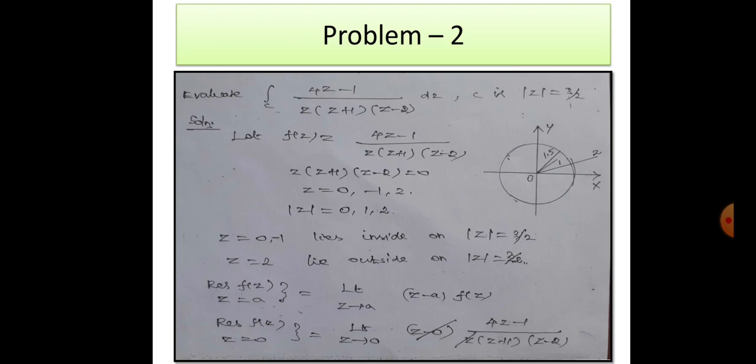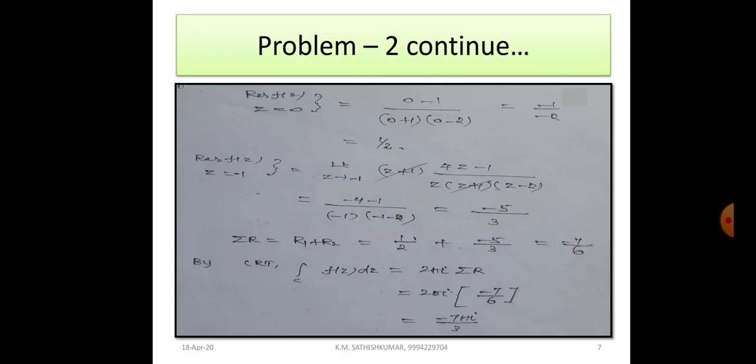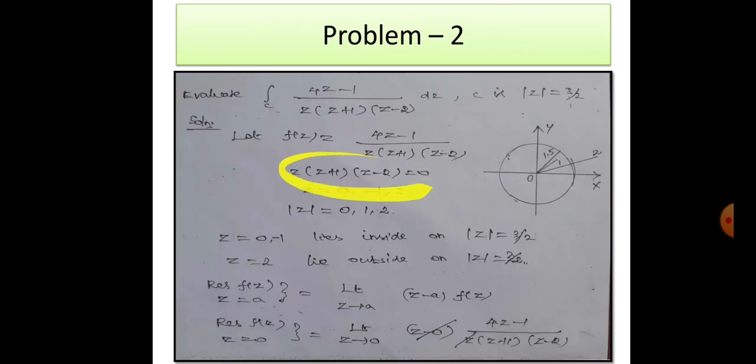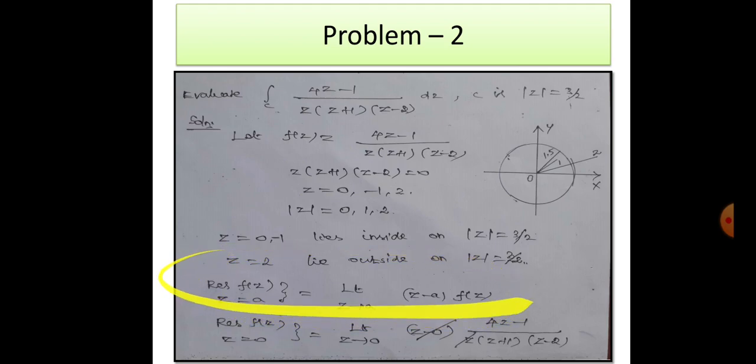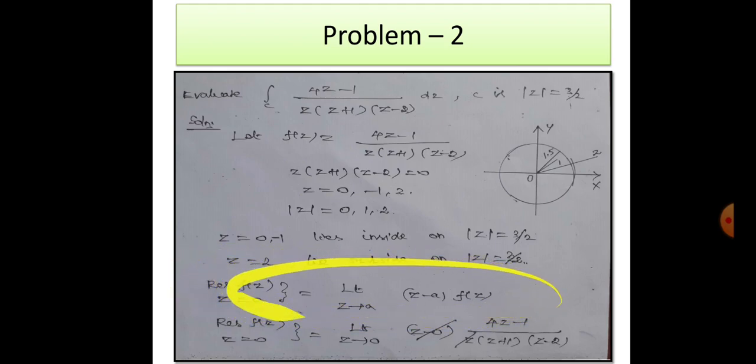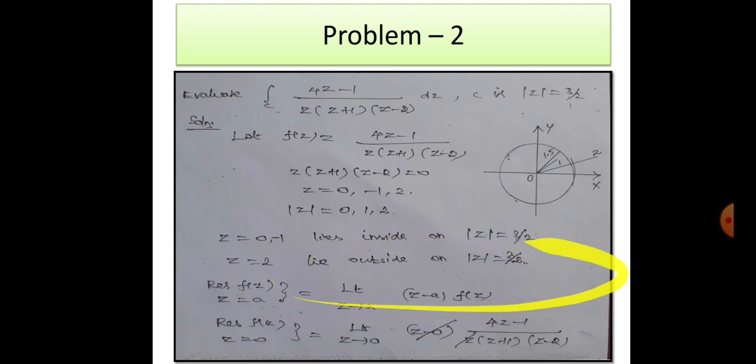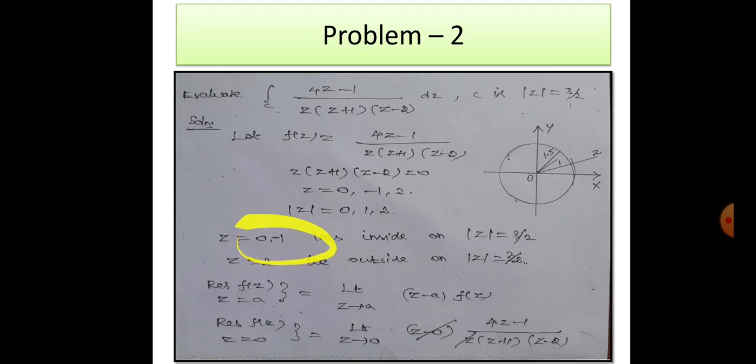So for those inside, it is a simple pole because z into z plus 1 to the power 1, z minus 2 to the power 1. All the poles are of power 1. That's why it's a simple pole, that means pole of order 1. The formula for a pole of order 1 is residue of f of z at z equal to a equals limit z tends to a of z minus a times f of z. We substitute the points 0 and minus 1 because they lie inside.